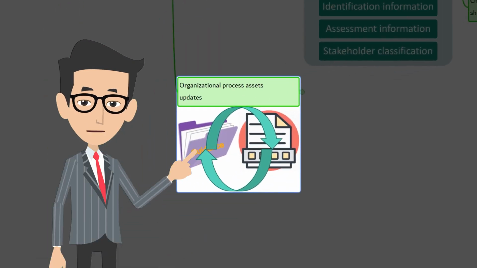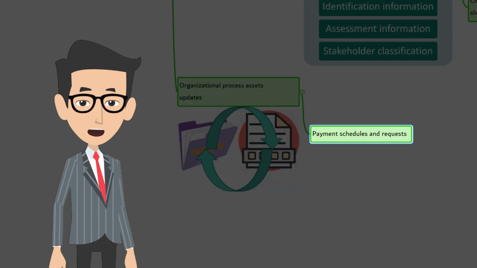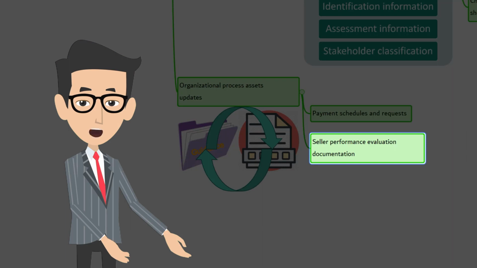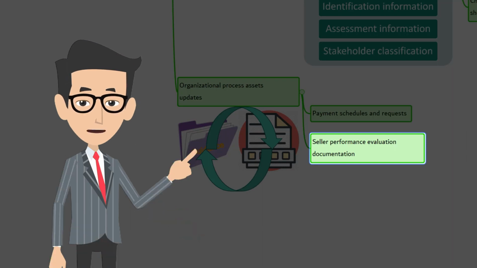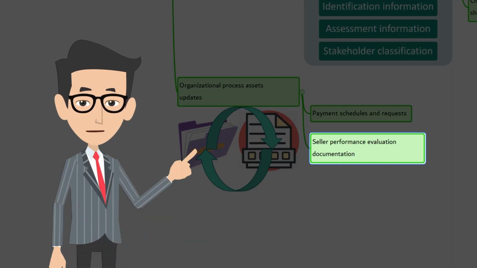The last output is organizational process assets updates. The procurement is closed only when the seller formally signs off for the delivery. Payment schedules and requests. Don't forget, you have to make all the payments to the vendor according to the procurement contract terms and conditions. In case of project closure, you can indicate whether the seller will be able to perform the work on future projects. Give a rating about the seller's performance so that it will be easy to interpret in the future. When I say future, I mean both projects and project phases.